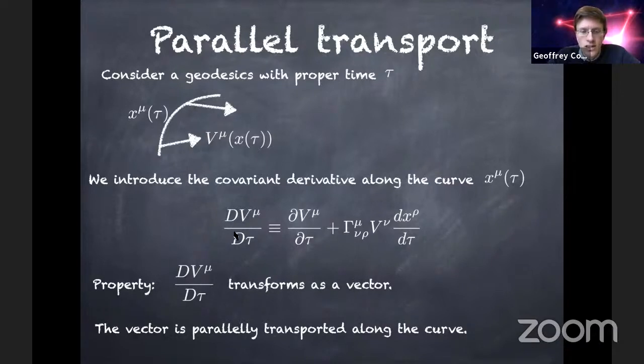You can check that this transforms as a vector under general coordinate transformations, because this term alone does not transform covariantly. There is a Christoffel symbol that occurs, and that is exactly compensated by this term. But that one is really a vector.